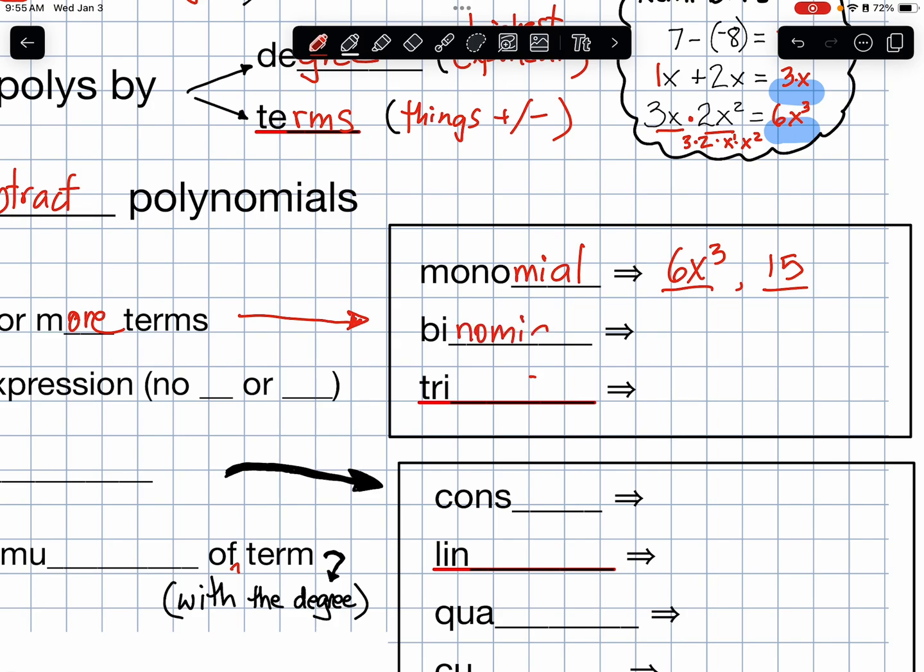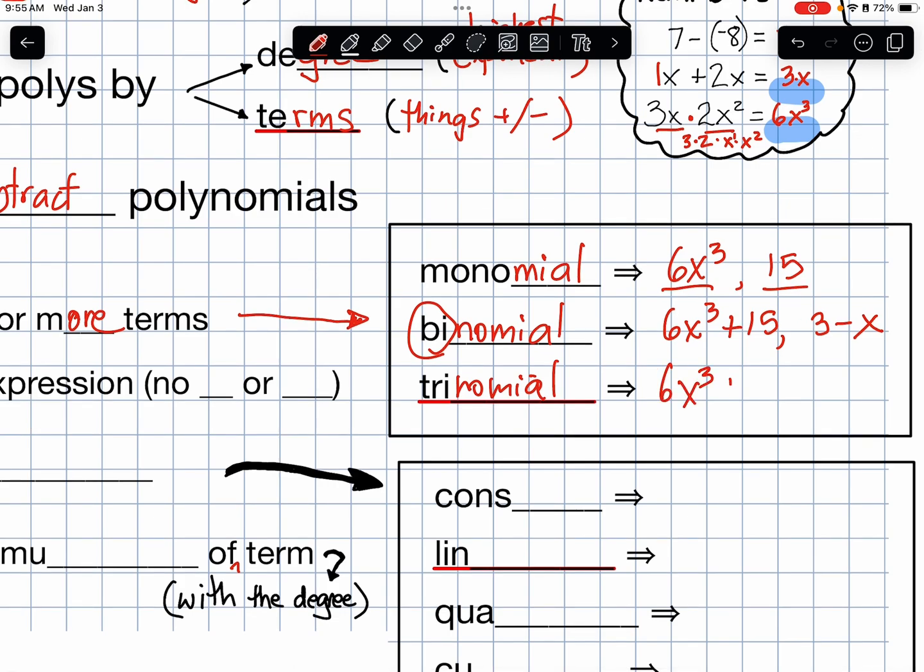Binomial. This means there are two things. So for example, if I have 6x cubed plus 15, right? Or 3 minus x. Those are two binomials. Again, notice we have two things. 1, 2, 1, 2. So you can guess that a trinomial is now 3 things. So for example, 6x cubed plus x minus 15 is a trinomial because you can see there's 3 things that we're adding and subtracting.